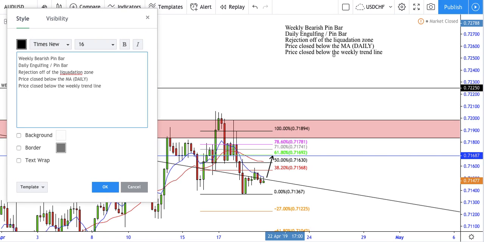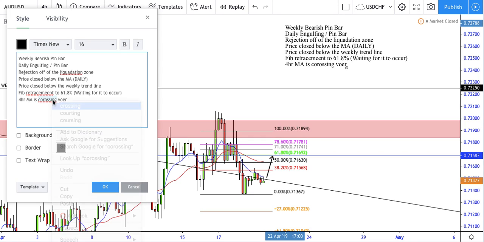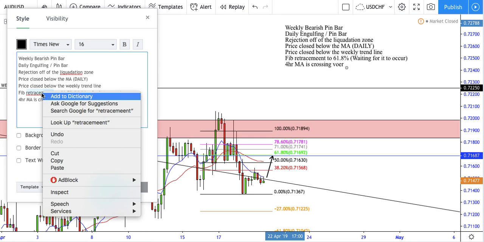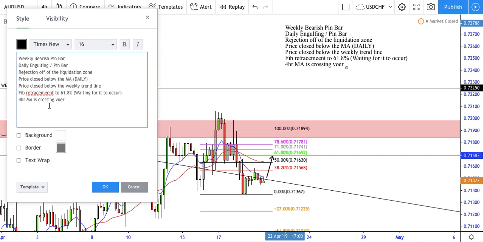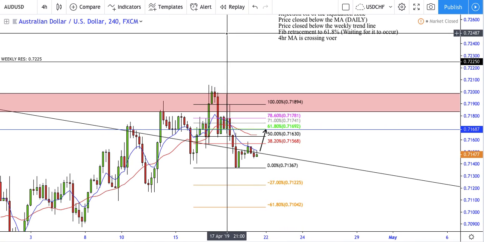All right, so we have now Fib retracement to 61.8%. Okay, remember we are waiting for this to occur. This did not happen yet, but we are waiting for this to occur. All right, we can also note that the 4-hour MA is crossing over. Please excuse my spelling here. Awesome, okay.